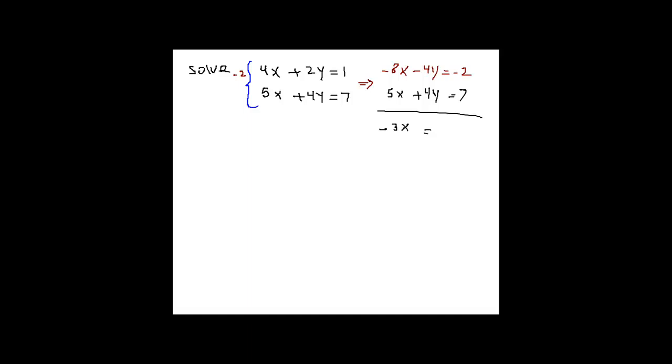Minus 3x. As you see, -4y and positive 4y add up to 0, is equal to what? Anybody? 5. Very good. 7 minus 2. So x is equal to what? -5/3. Okay, can I see a check mark in front of your name if you all can follow this? It's called solving by addition method.